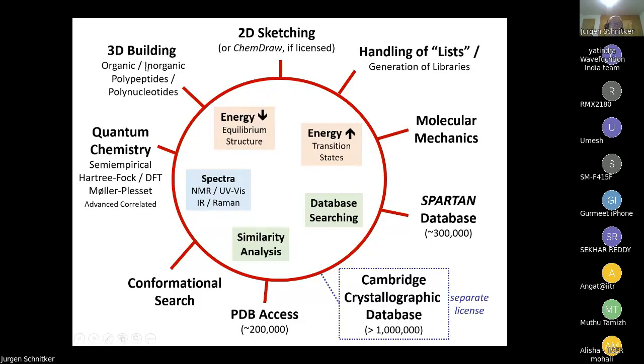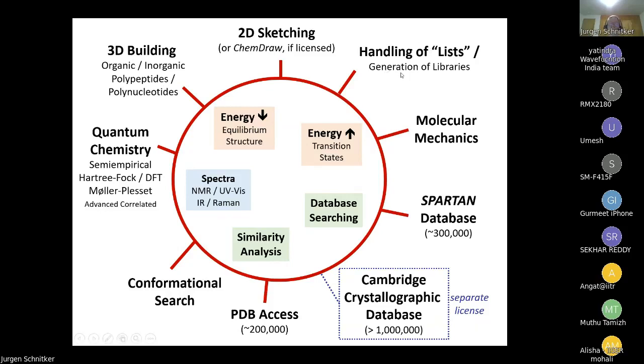3D building, which I will show, is the traditional, the equivalent of a plastic model kit. We have powerful builders there for organic and inorganic molecules, also for polypeptides and polynucleotides. It stops short of proteins and long nucleic acids. Keep in mind, you won't be able to do quantum chemistry or large-scale conformational sampling on something that has 1,000 amino acids in it. It's just not possible.